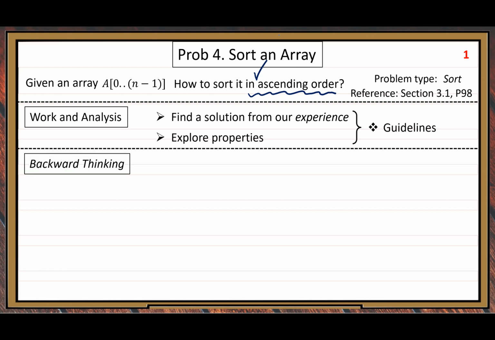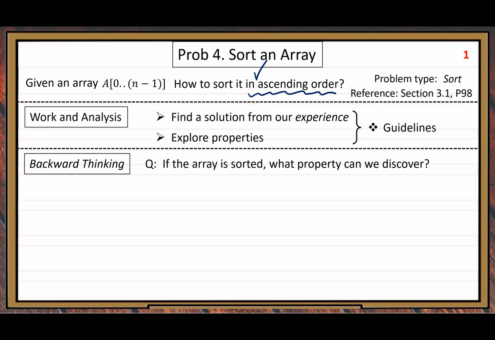This is a commonly used method, backward thinking. Many of you are used to it, right? Here, we can do the backward thinking. In which way? You can imagine, assume the array has already been sorted. Then what property can we discover? Sometimes we need to do it in this way.